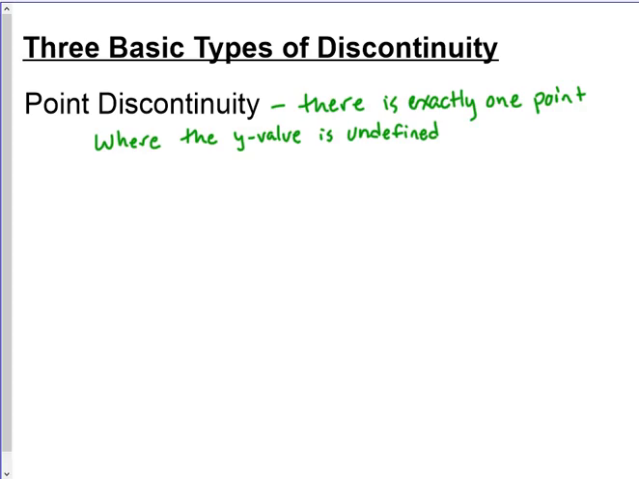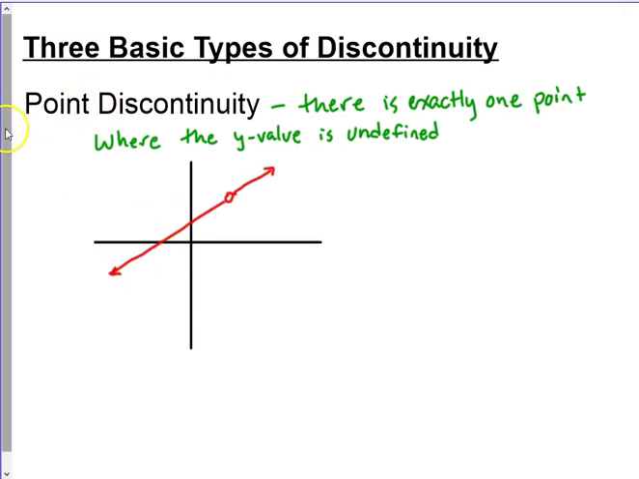So what we call that is point discontinuity. When we were to sketch the graph, if we were to sketch that out, we would just show something like this with a hole like that. Okay, a little point discontinuity.